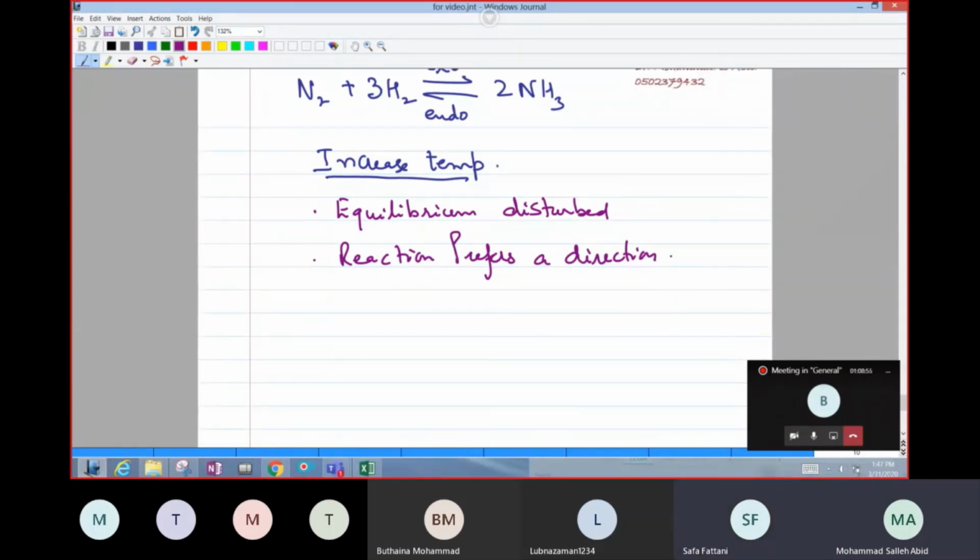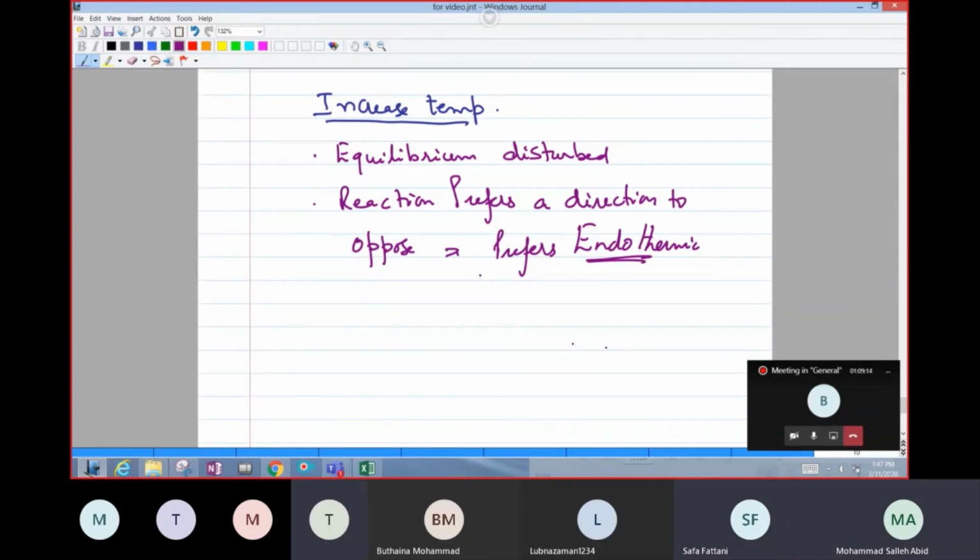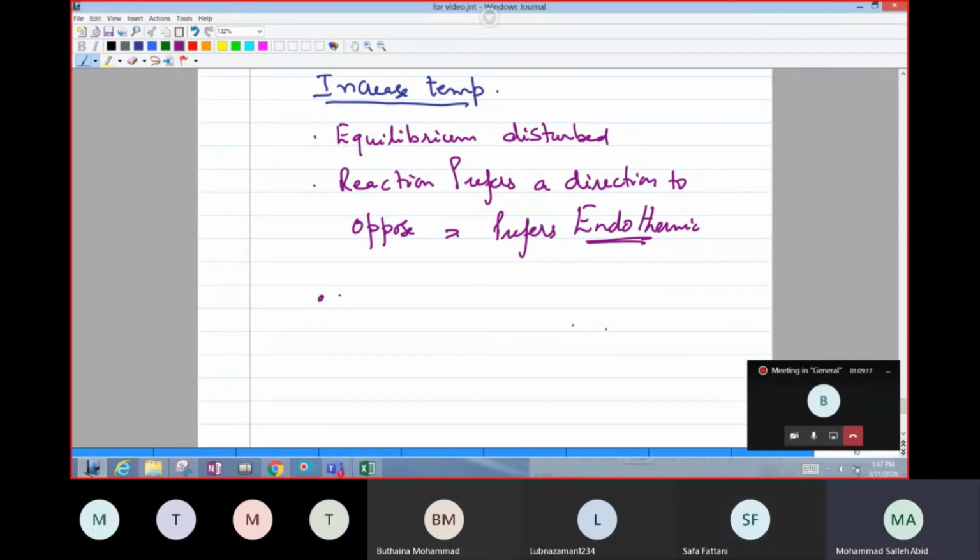The reaction prefers a direction to oppose this. So oppose means it prefers endothermic. So you have to say this: endothermic. Now in this reaction, you would say the reaction shifts to the left, or the equilibrium shifts to the left. Is this clear? For this reaction.